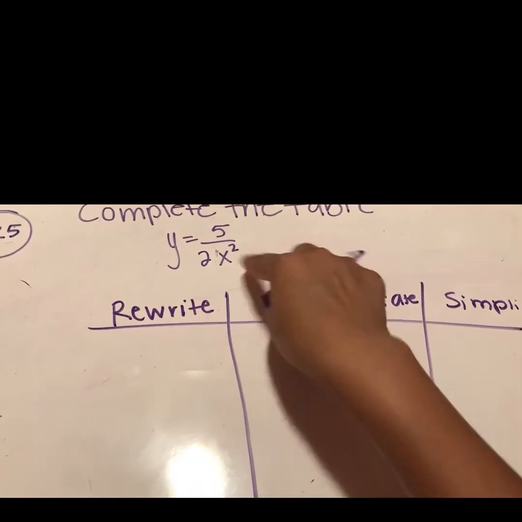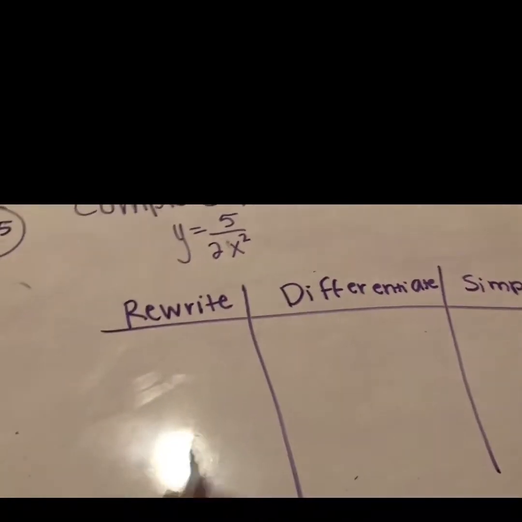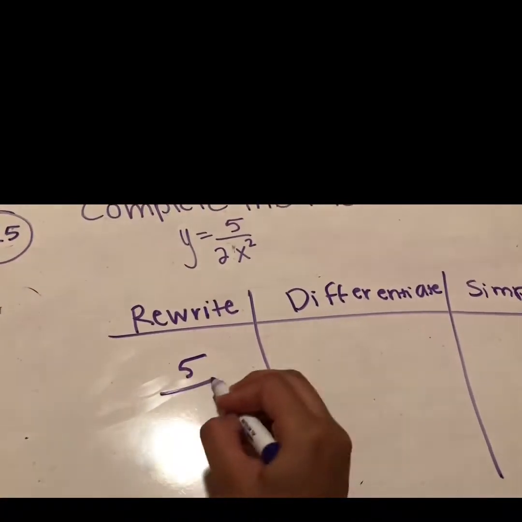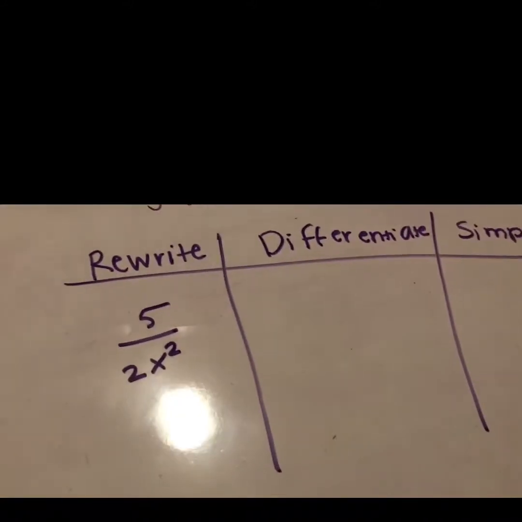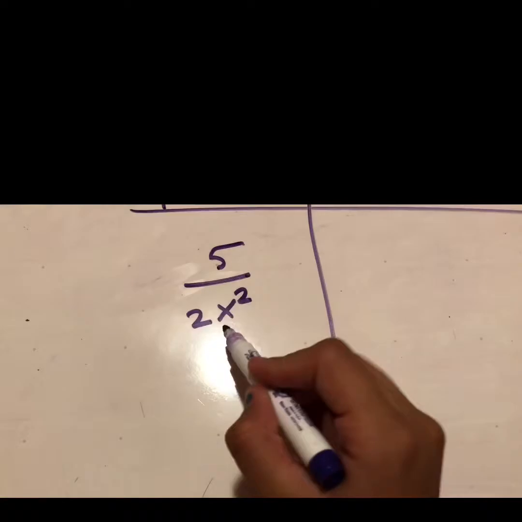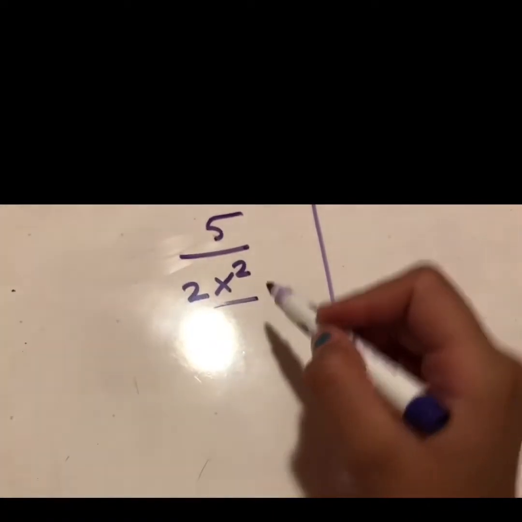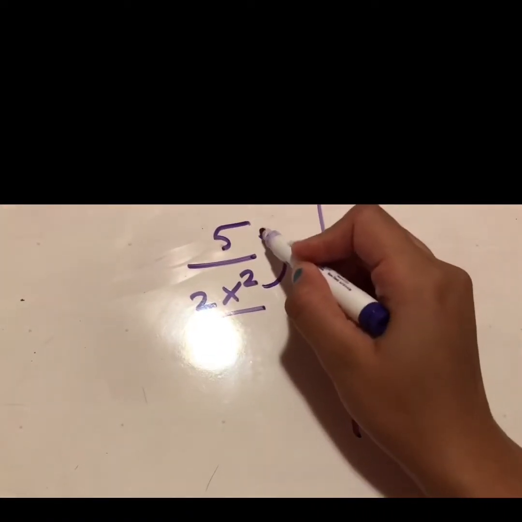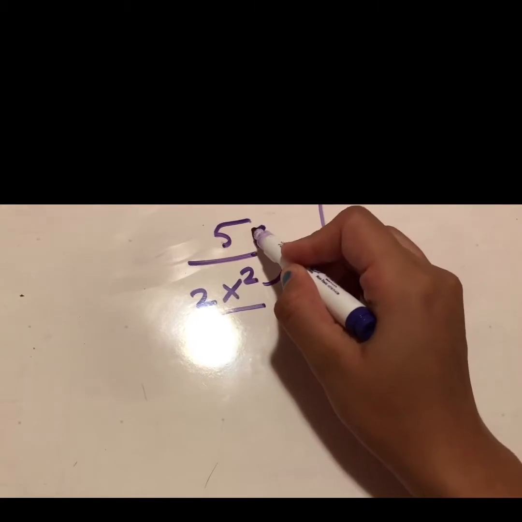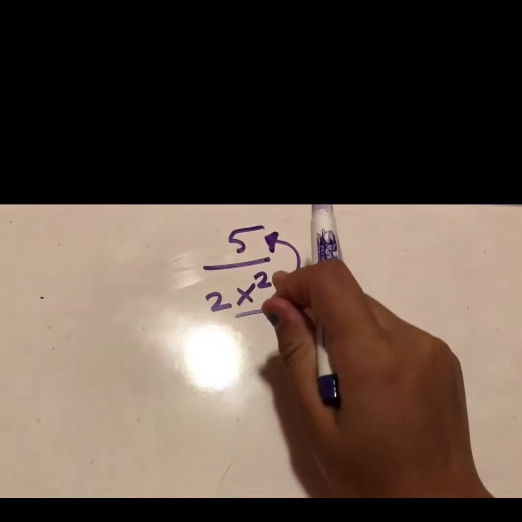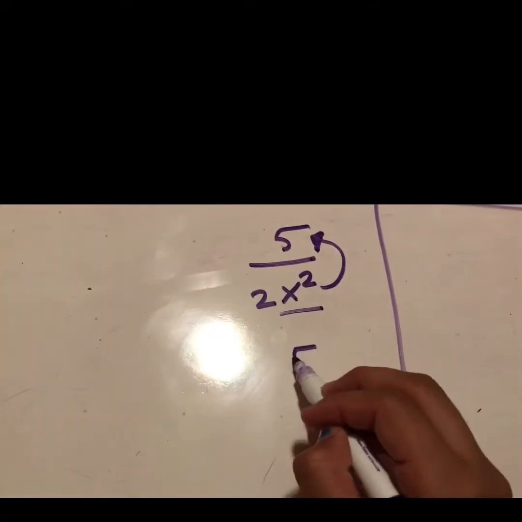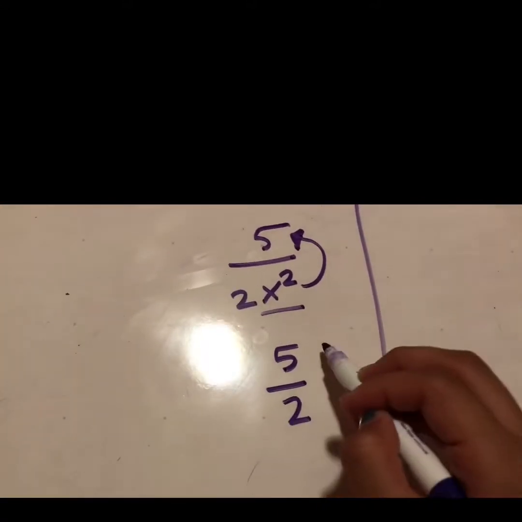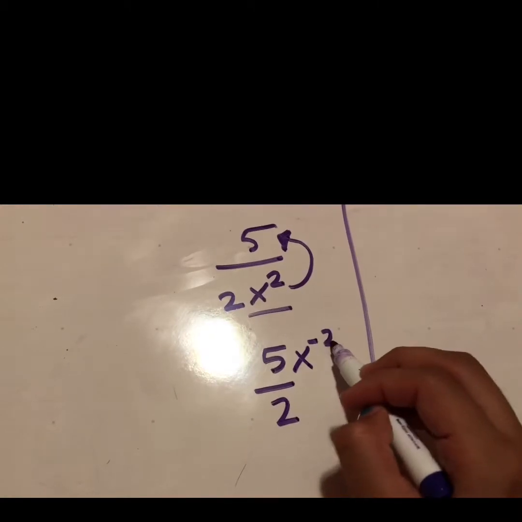So using this, we're going to rewrite it. We're going to write it right here again. And then the first thing we have to do is not have any exponent in the denominator. So we have to move it up. And as I mentioned before, when that happens, if it's in the bottom and we move it up, it's going to become negative. So then we'll end up having 5 over 2 x to the negative 2.